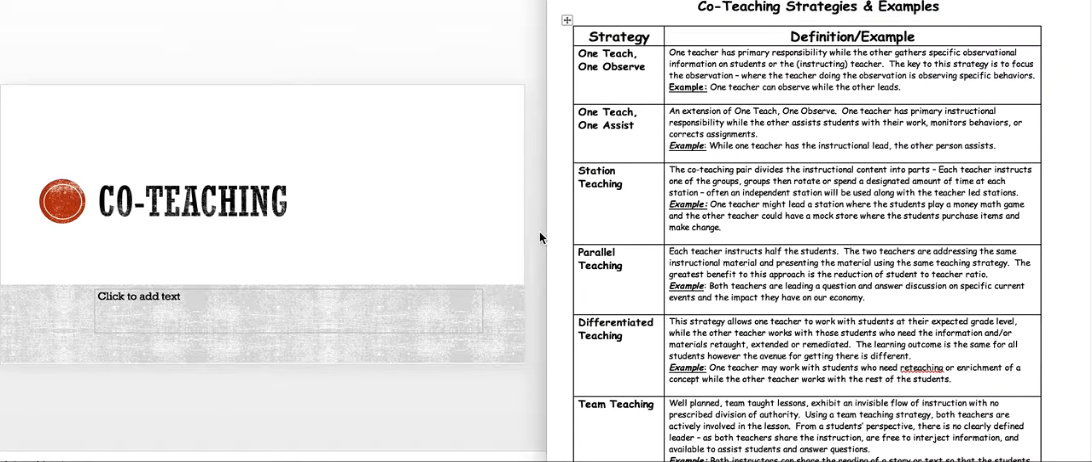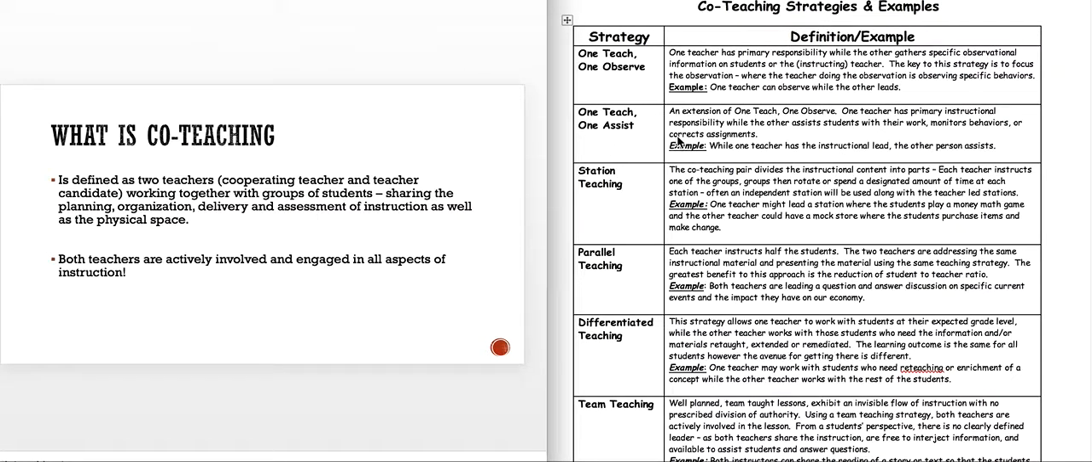This video is going to briefly introduce the idea of co-teaching and the 6 co-teaching strategies that we are going to use here at Charleston Southern University. So co-teaching is defined as 2 teachers, the cooperating teacher and the teacher candidate, working together with groups of students, sharing the planning, organization, delivery, and assessment of instruction, as well as the physical space. Both teachers are actively involved and engaged in all aspects of instruction with co-teaching.